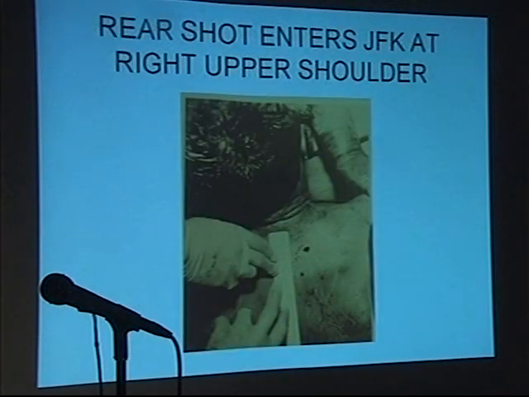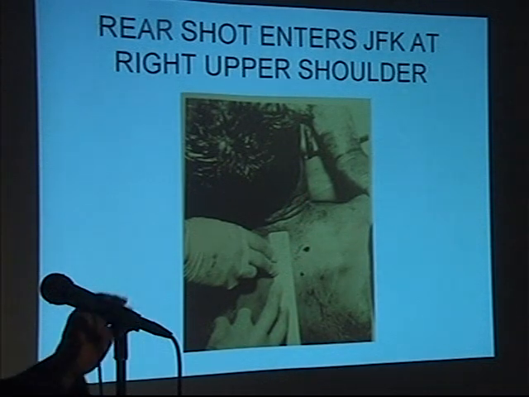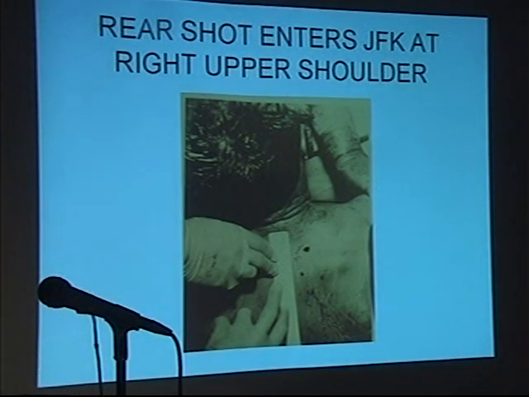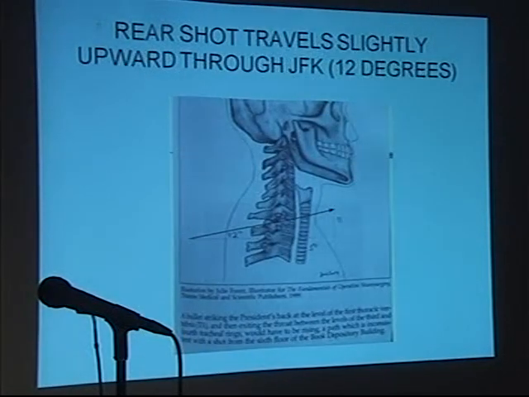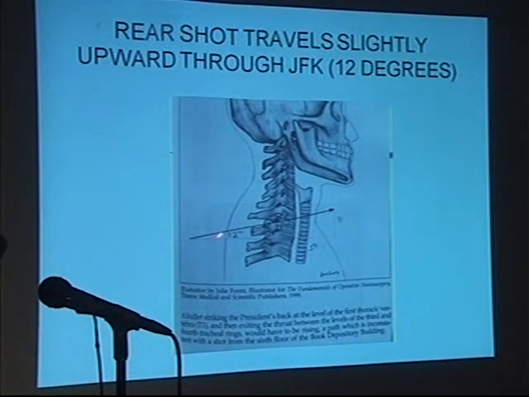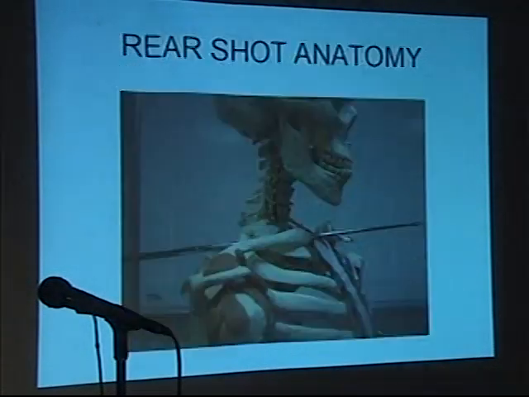Next slide. Here's the entry wound. And then I'm going to describe an exit wound in the neck, which is small, and that's a point of controversy. Next slide. I'll go into more detail. This is how I explain it. I've only got one bullet to explain this, so I'm explaining the entry wound in the back and the exit wound in the neck.